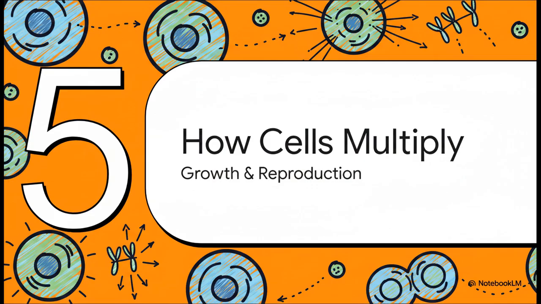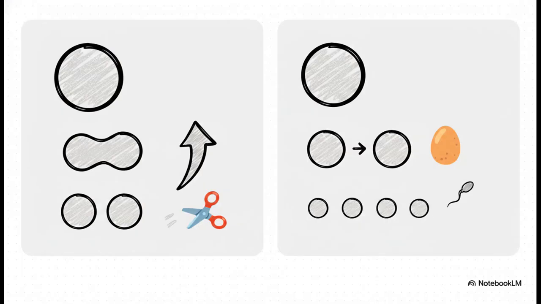Finally, Section 5, how cells multiply. Let's look at growth and reproduction. So there are two entirely different blueprints for cellular expansion. First is mitosis. When you heal from a paper cut or when you were growing taller as a kid, that's mitosis. One mother cell dividing into two completely identical daughter cells, maintaining the exact same number of chromosomes.